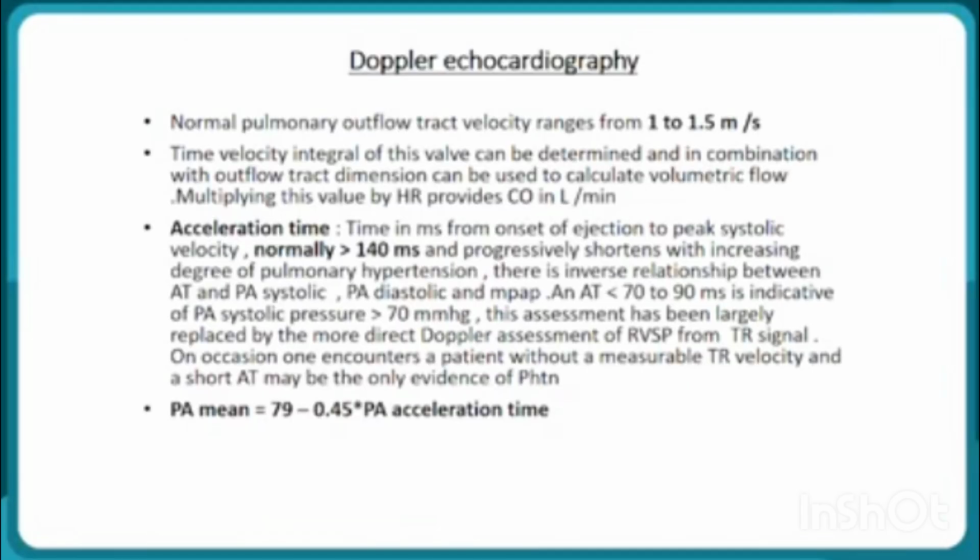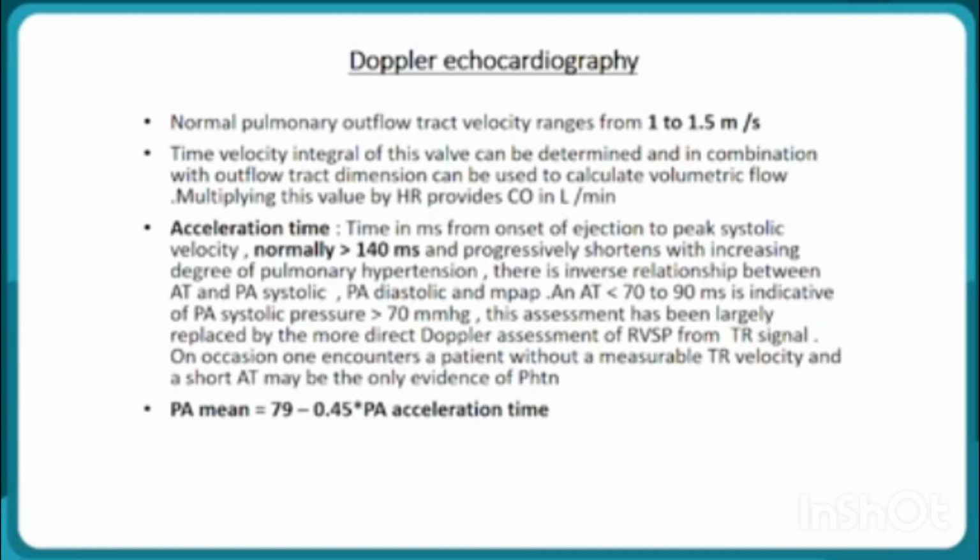The Doppler echocardiography assessment of the pulmonary valve. Normal pulmonary outflow velocity will range from 1 to 1.5 meters per second. We can calculate the time velocity integral at this level, and after multiplying it with the RVOT area by the continuity equation, we can calculate stroke volume. Multiplying stroke volume with heart rate provides the RV cardiac output.